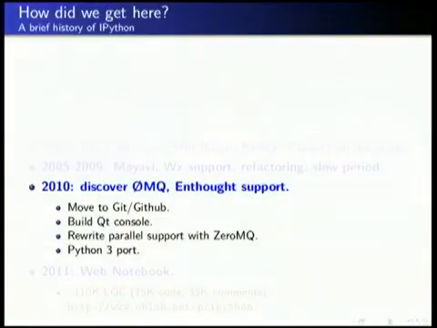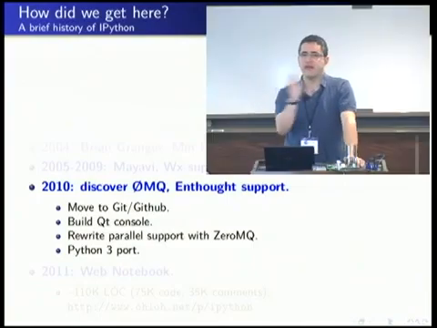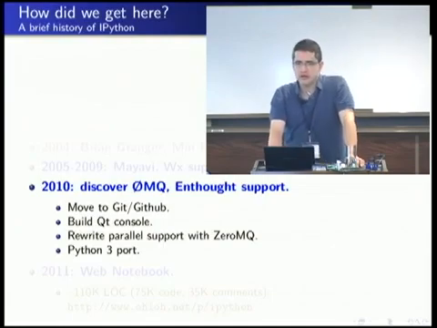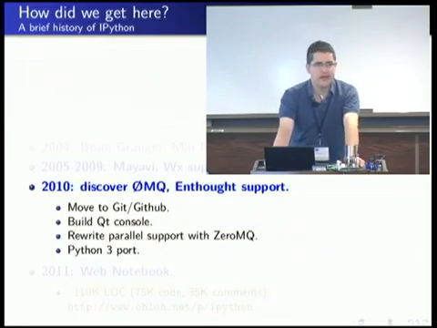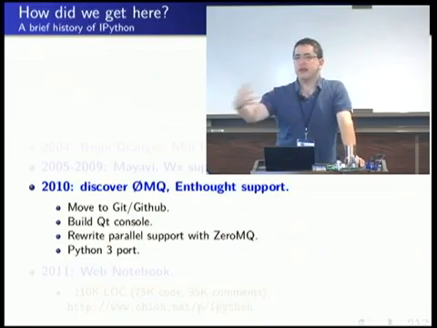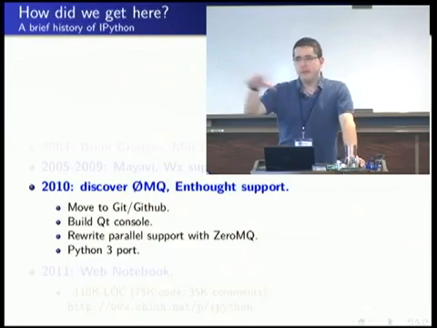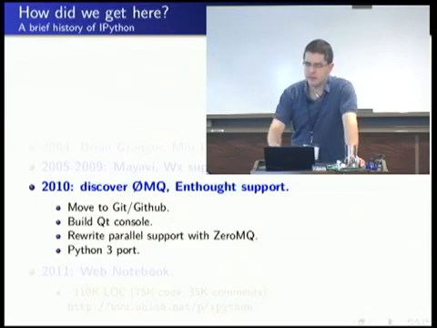And that brought us to 2010, where we discovered a networking library called ZeroMQ, which is kind of the secret sauce that underlies all of the communication that we use, both for interactive and for parallel work. And Enthought supported the idea of building on top of ZeroMQ this famous Qt console that we talked about. We built the Qt console between ourselves and Enthought, but in the process, we left in place an architecture that would then allow us to build parallel computing on the web notebook and everything else and do the same thing.